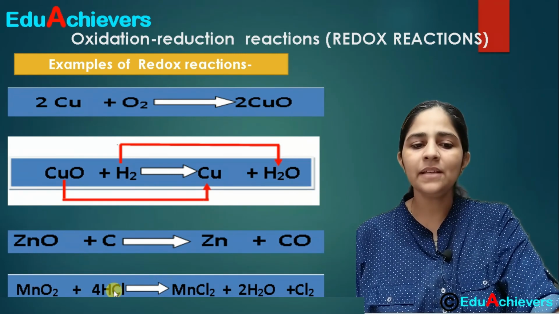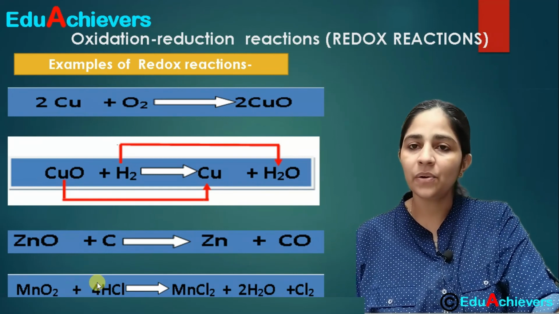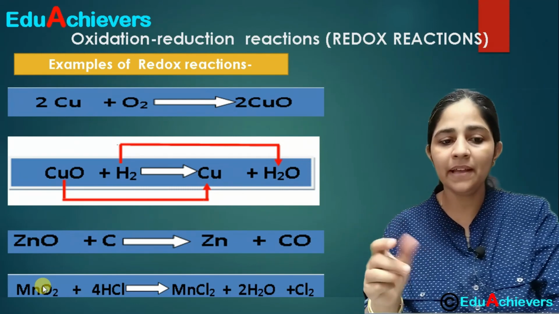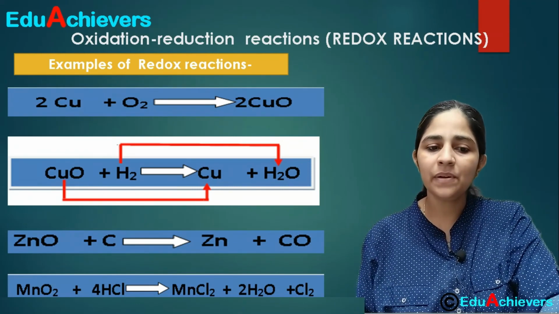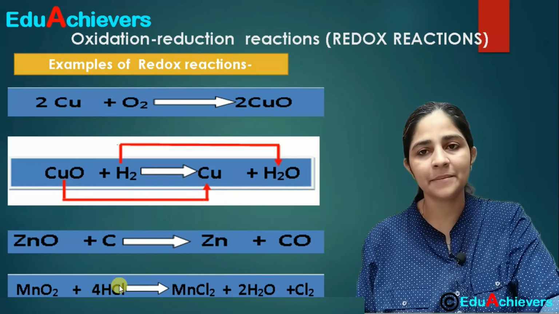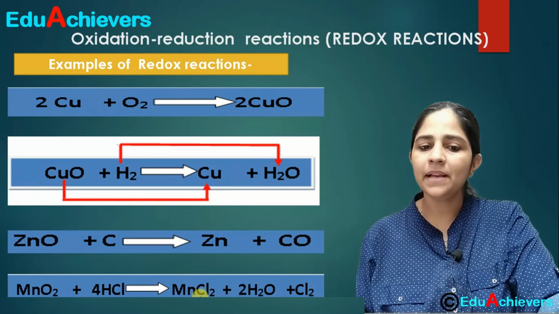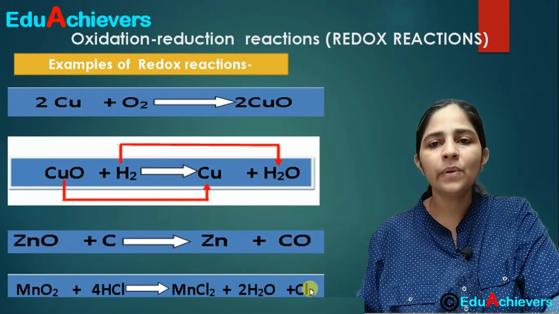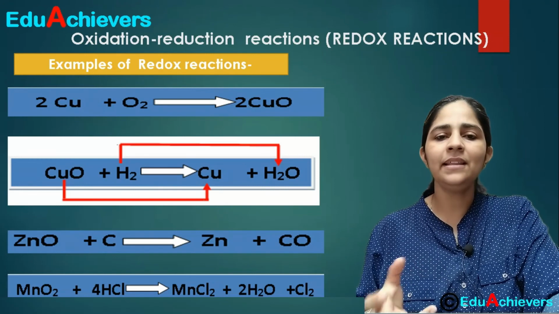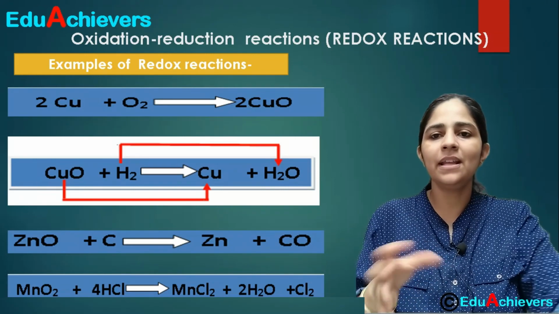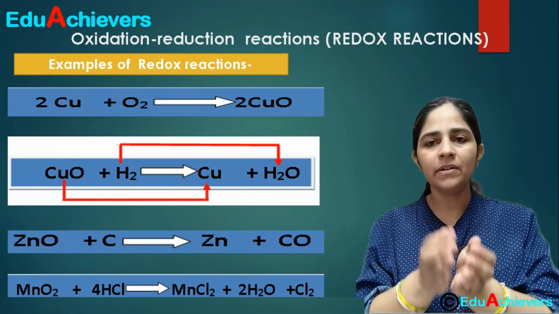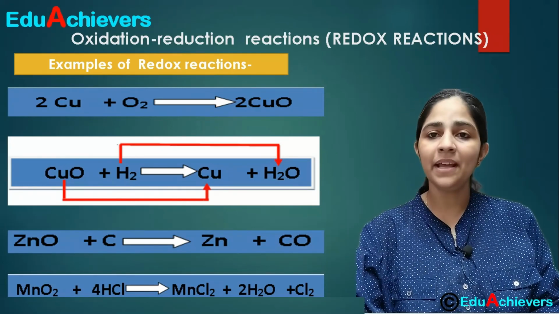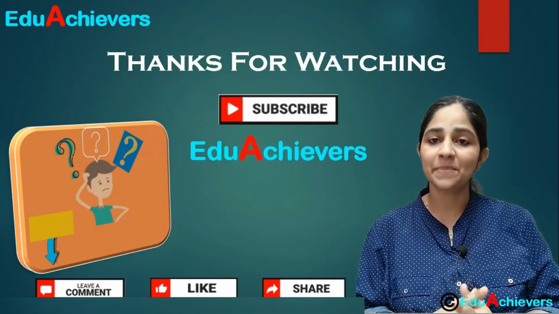You can see here this manganese oxide, when it reacts with the hydrochloric acid. Here you can see manganese ion will be there, then oxide ion will be there. This will react with the hydrogen ion and chloride ions, and this forms manganese chloride plus water, this hydrogen will react with the oxygen and form water, plus the chlorine gas will be evolved. So you can understand that whenever there is oxidation reduction, they occur together, and that's why we call them redox reactions.